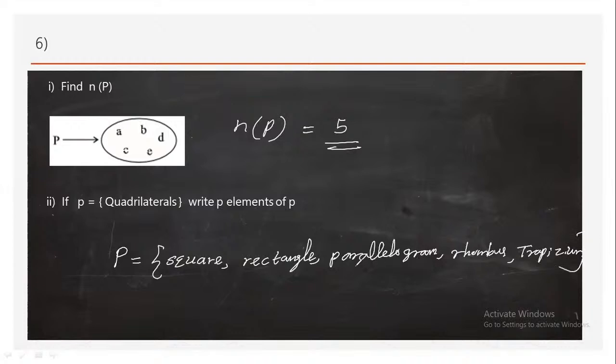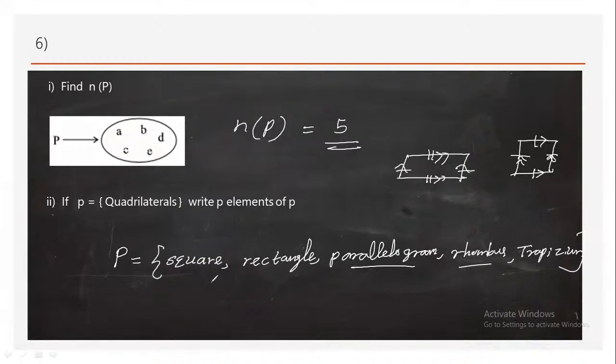Then what is the difference between parallelogram and rhombus? We know it, but I will explain an additional thing. Parallelogram means opposite sides are equal and parallel. This side is equal to this side, with a different length. But if we consider the rhombus, all the sides are equal and opposite sides are parallel. That is the small difference between them, right? But they didn't ask about that. They asked only the quadrilaterals. So P equals, you can write the elements inside the curly brackets.